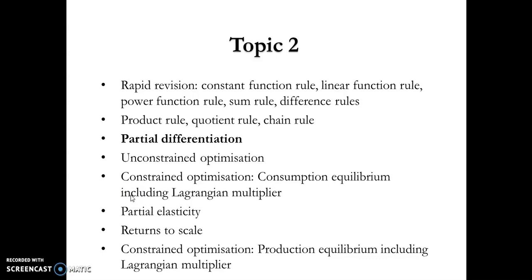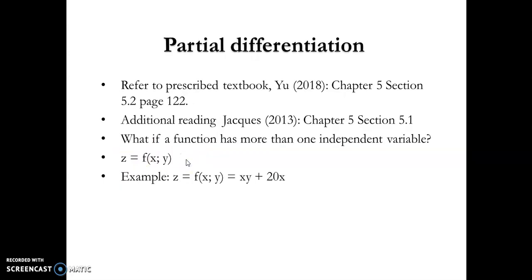This week we will cover the topics partial differentiation and unconstrained optimization. The work covered can be found on page 122 of the prescribed textbook by You, 2018, in section 5.2. An additional reading is the textbook by Jacques, 2013.